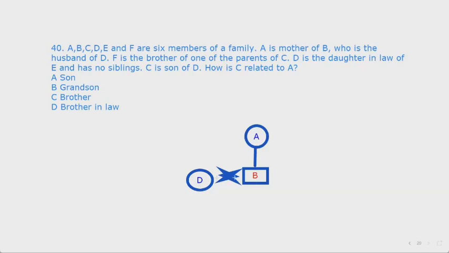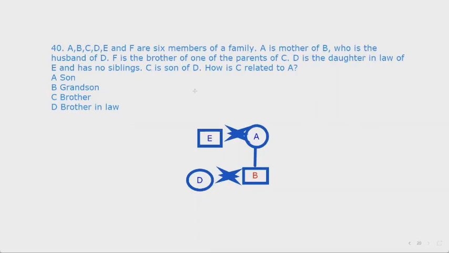Why? Because D is the daughter-in-law of A as well, and if it says D is the daughter-in-law of E too, then A and E are married. And if A is a woman, then E would be a man. So this is E, and they have the same common relationship. And D doesn't have any sibling. D is a daughter-in-law of E and has no siblings.